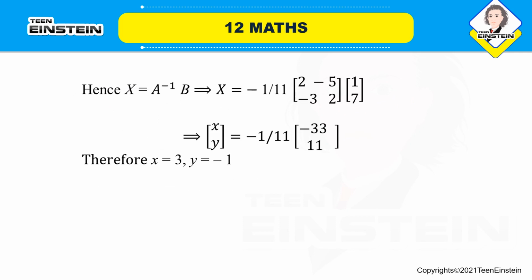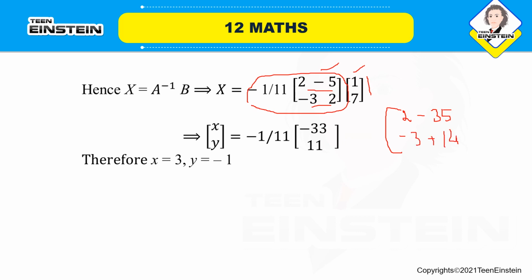Therefore, x equals A inverse B. That is x equals A inverse, which is minus 1 by 11 times adjoint A, 2, minus 5, minus 3, 2. What is the matrix B? B is the column matrix 1, 7. Now we have to take the product of these two matrices. So minus 1 by 11 into first row, first column: 2 into 1 is 2, minus 5 into 7 is 35. So 2 minus 35 will be the first element. For the second row, minus 3 into 1 is minus 3, plus 2 into 7 is 14.